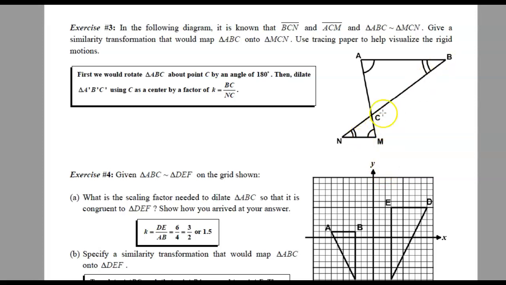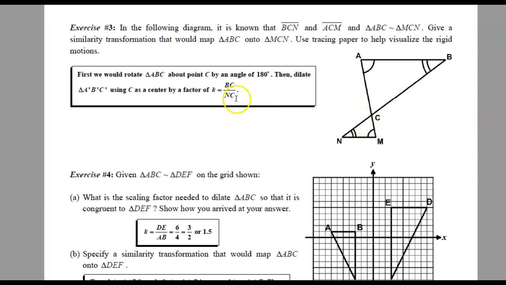And because these are straight lines, we're rotating 180 degrees because all straight lines have a 180 degree angle. So we're not just saying rotate this time, we're able to give a very specific degree rotation here. So rotating around point C by 180 will give me extension rays. And then if I dilate, the factor would be the BC segment divided by the NC segment. And that's going to give me my dilation.